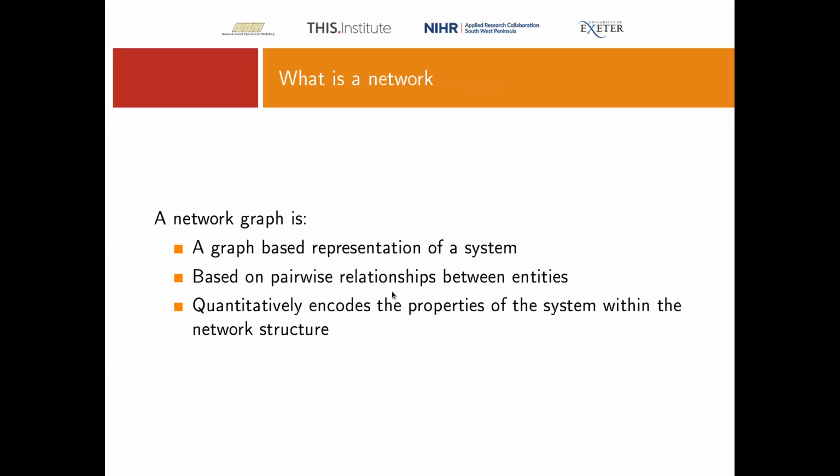So, the components of a network. To break this down a little further, a network graph is a graph-based representation of a system. What that means is that it can be represented in Euclidean space or in a Cartesian coordinate system, so we can basically plot it on a pair of axes and describe where everything sits.